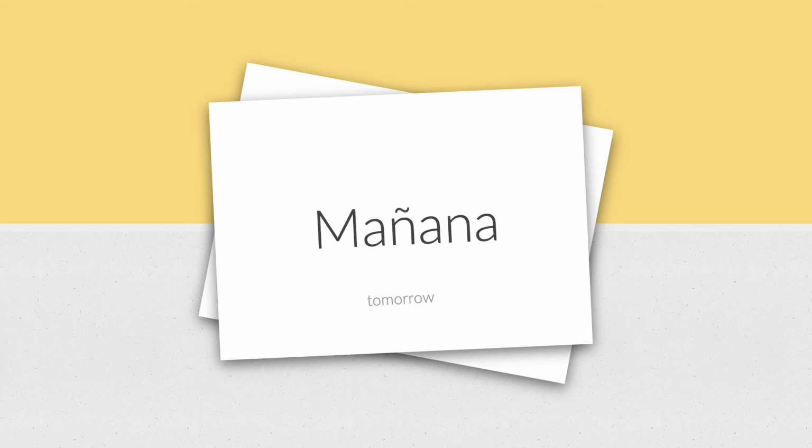Mañana. Now, if you have the N with a little squiggly line above it called an accent, the N is pronounced as if it were an N-Y. It's actually literally called an N-Y. Mañana is tomorrow.